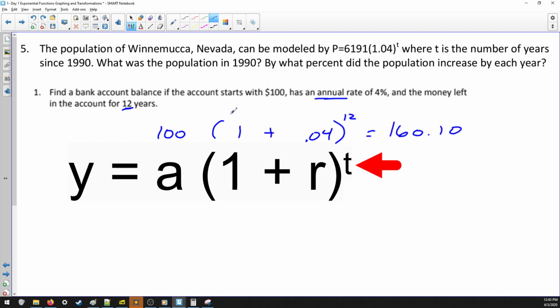So this is the balance. It looks like we started off with $100, and after 12 years we're up to $160. So that's an interest increase of $60 extra because we left our money in the bank account. So that's a very straightforward usage of this exponential growth model.